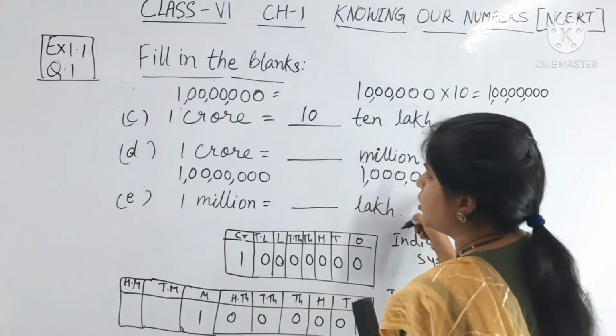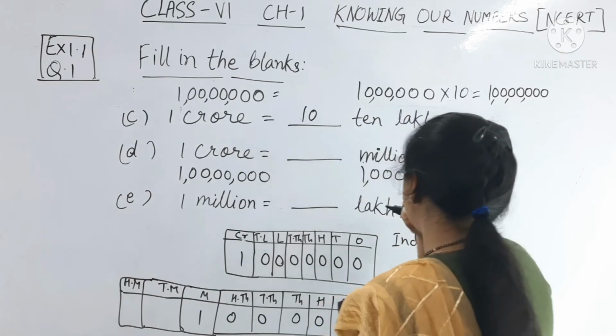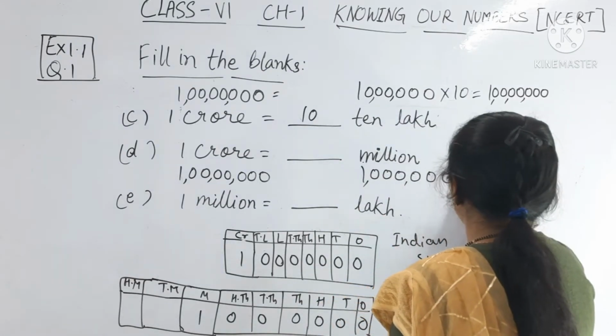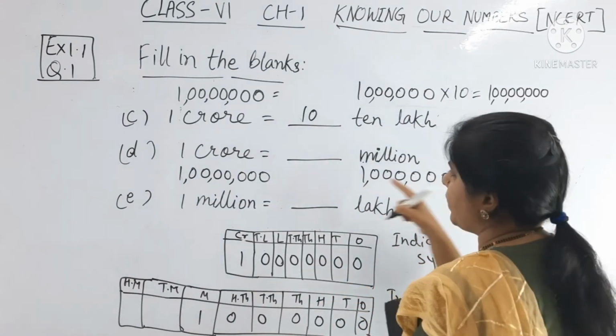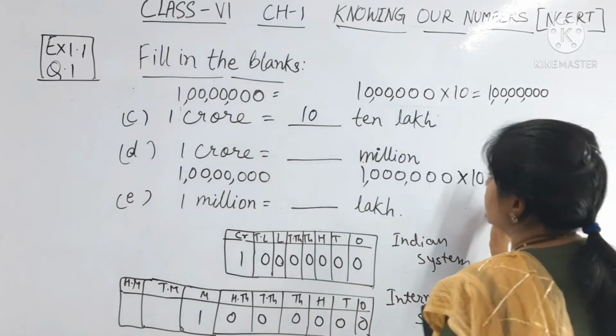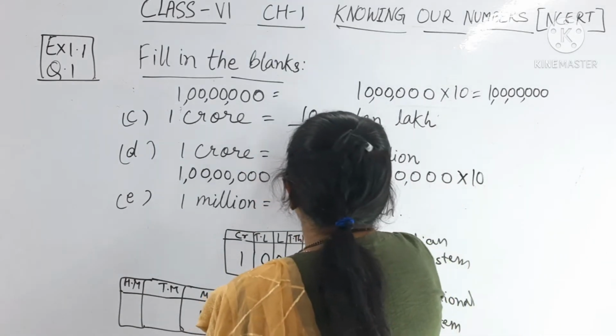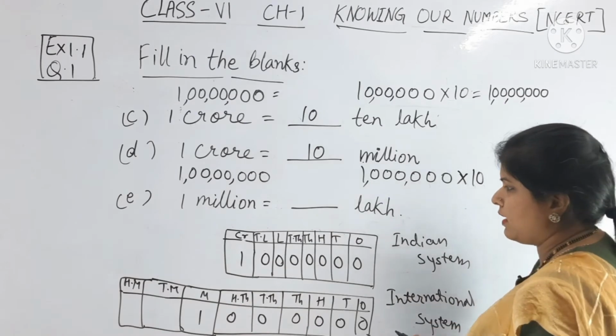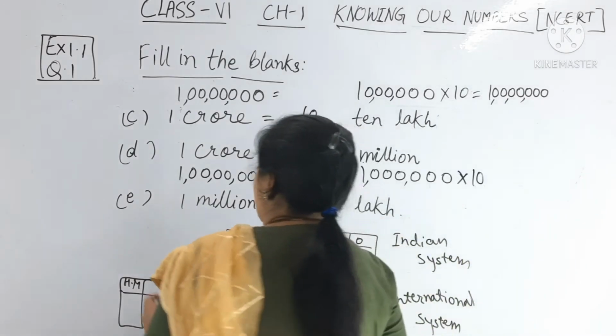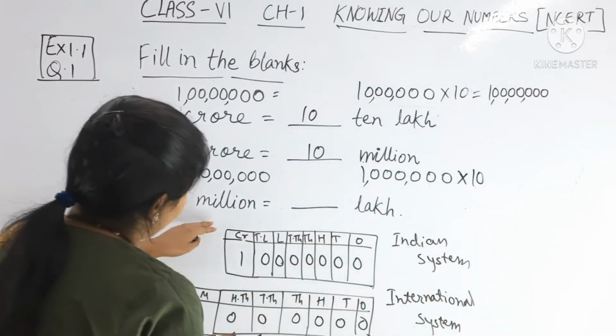This is 1 million. So how many 0s will be left? You have to multiply with 10 to make 7 zeros here, to make 1 crore. So you can write here 10. Right? Now part E, 1 million.